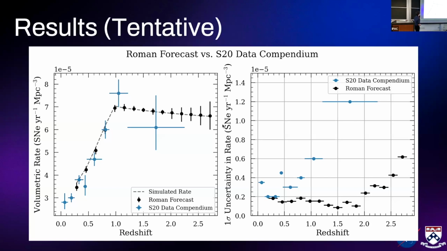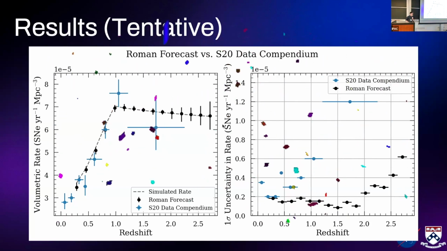So finally, let's look at some results. In blue, I've taken the data from Strolger et al. 2020. What they did is they basically took all the available literature data and compiled it into one best fit of the volumetric supernova rate. And then I took their best fit rate, plugged it into SNANA, and simulated the high latitude time domain survey, and used our method to back out the rate. And as you can see, we do pretty dang good.